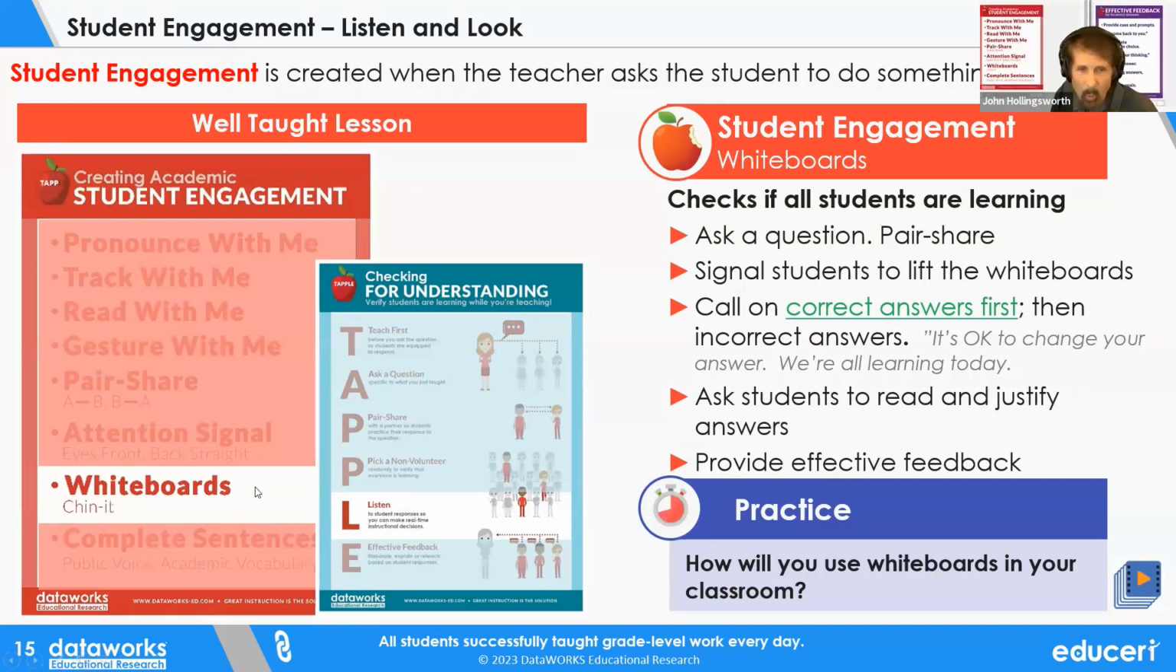Okay, the next one, I'll just read it. Whiteboards, and then the command is chin it. You've seen us do this a lot. Okay, now here's the new thing we need to do with whiteboards. Ask the question, pair share, we've done all this. Signal to raise the boards. Now let's read this together.